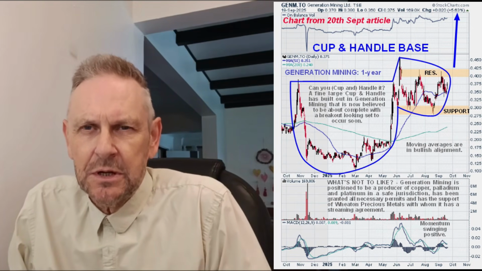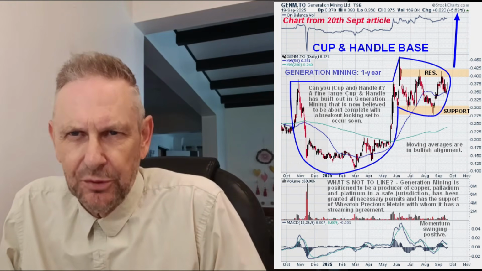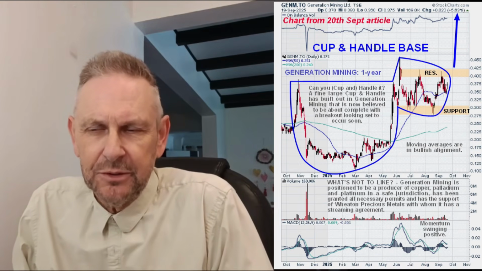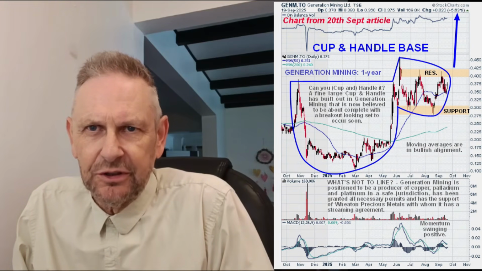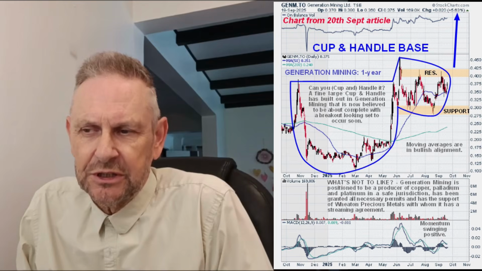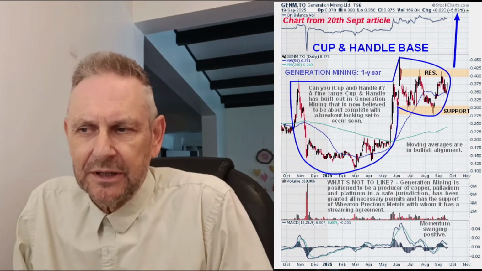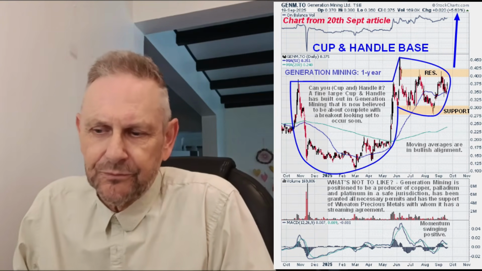Generation Mining presents a superb example of a fine cup and handle pattern. Now I spotted this back last September, and we bought it. This is the chart from the article that was posted on the site back last September, and you can see for yourself a completed cup and handle base, or it may have been a continuation pattern. I haven't back referenced the longer term chart, but it's an excellent example of a cup and handle. We bought it back last September. The prediction was made to break out of this and take off higher. This is what happened.